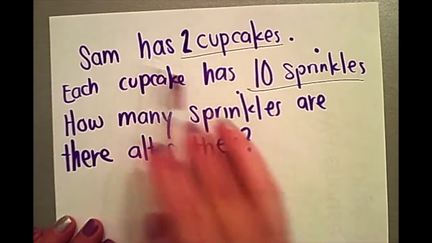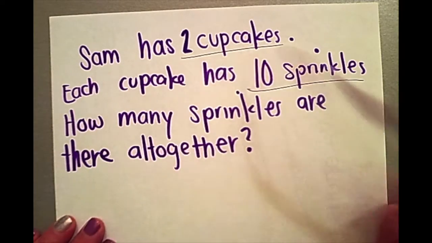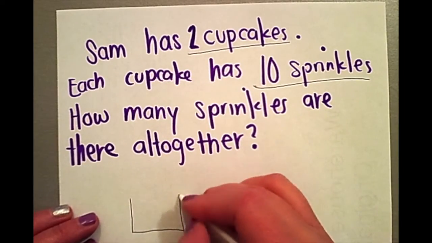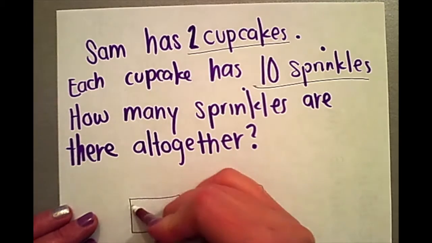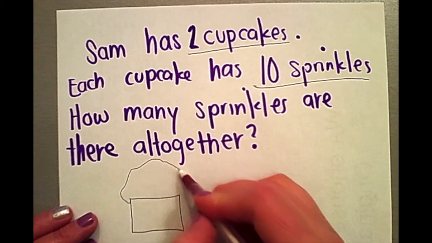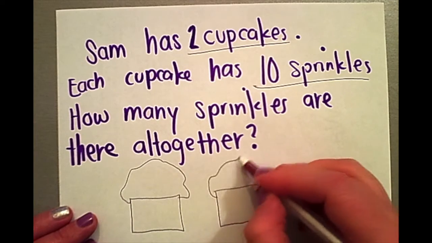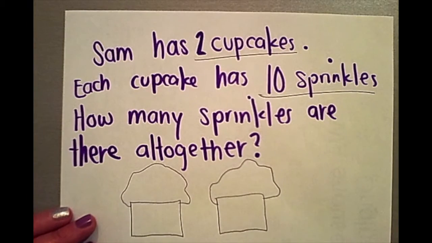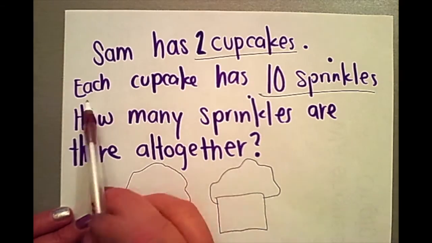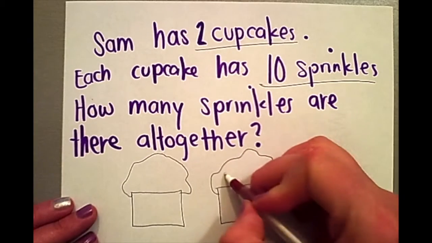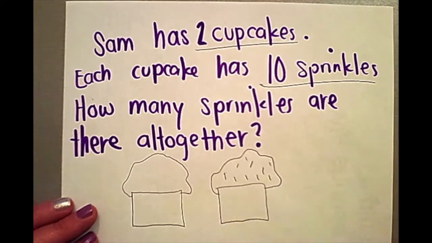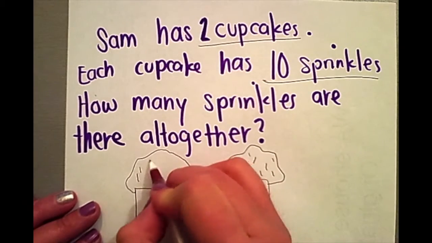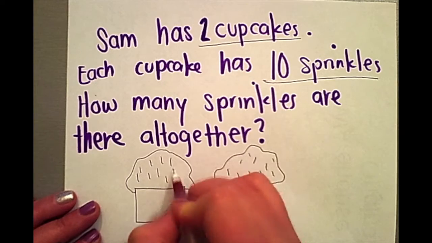So we know that we are going to draw. Sam has two cupcakes, so we're going to draw two cupcakes. And there's the frosting. Okay, just bear with me. Cupcakes. Each cupcake has 10 sprinkles. 1, 2, 3, 4, 5, 6, 7, 8, 9, 10. 1, 2, 3, 4, 5, 6, 7, 8, 9, 10.